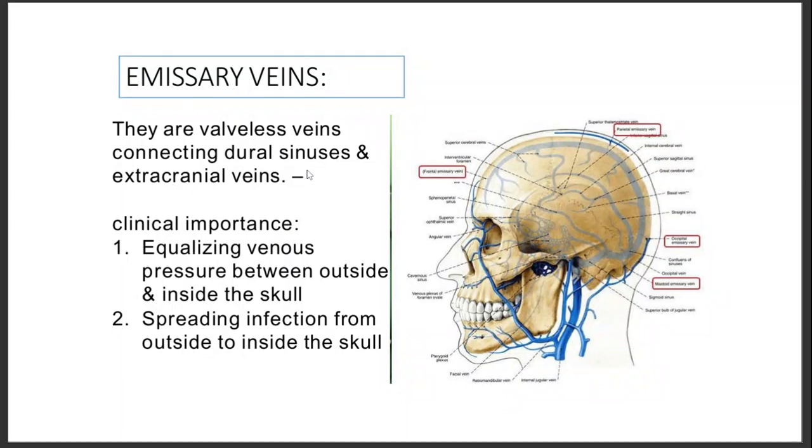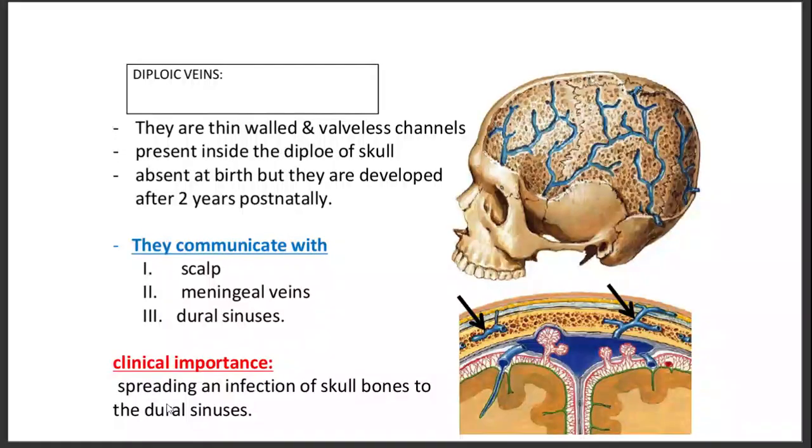So what are emissary veins really? These are valveless veins connecting durovenous sinuses and extracranial veins. The veins that are outside the cranium will be able to connect to the durovenous sinuses, which are inside the cranium, via the emissary veins. So emissary veins provide a way through which infections can spread from the outside of the skull to the inside of the skull. Another importance is that they equalize venous pressure between the outside and inside of the skull.